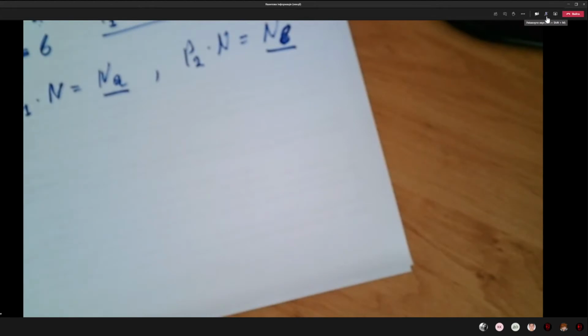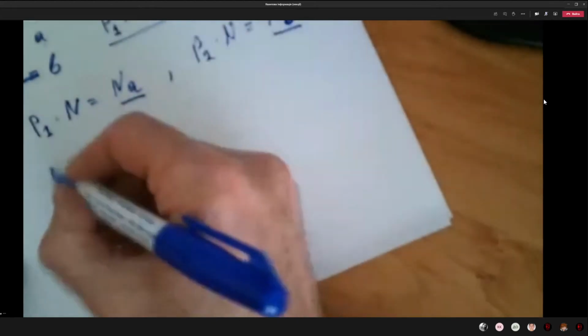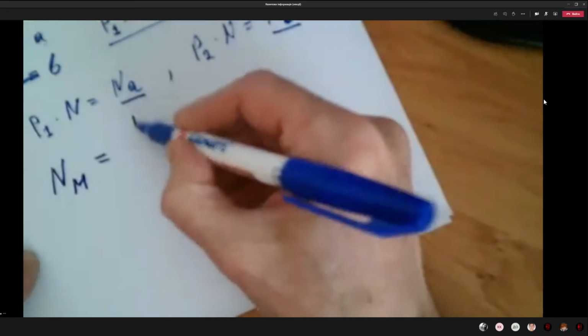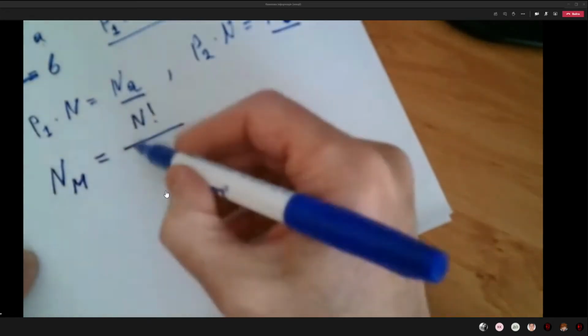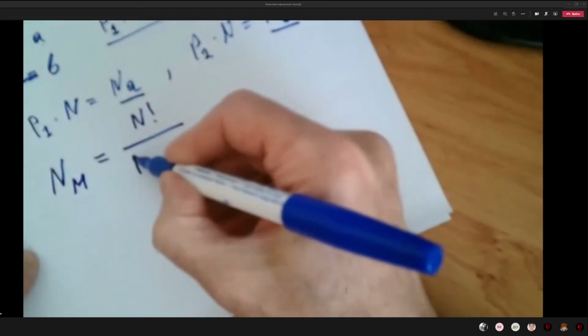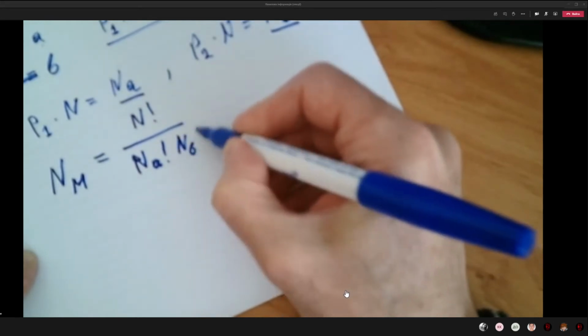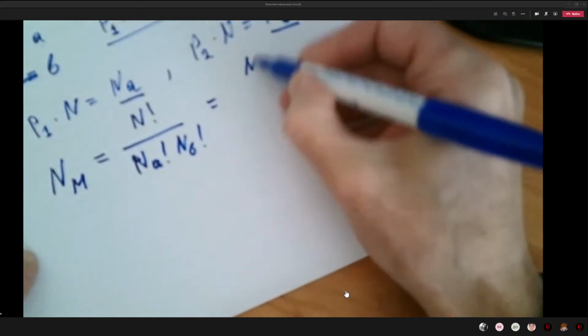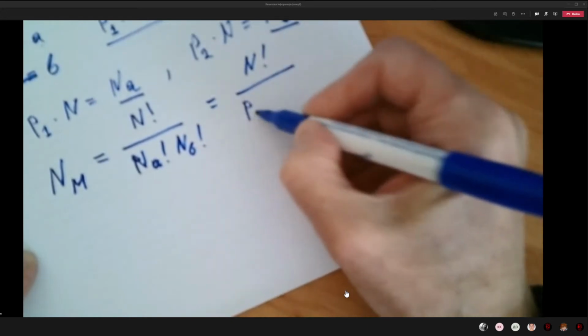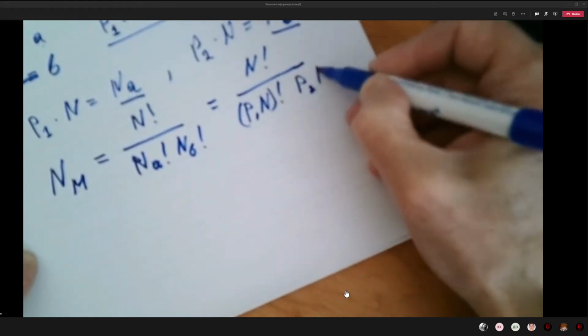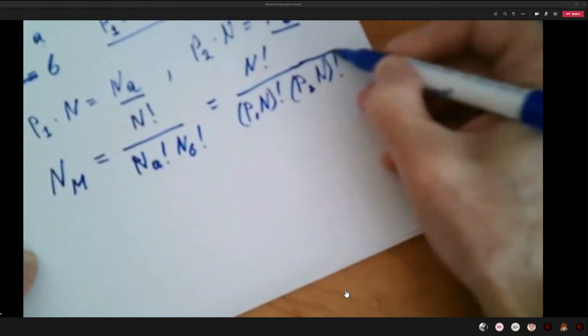So we can easily calculate. Let me write this formula. The number of different messages will be n factorial divided by (p1 n)! (p2 n)!, that is, n factorial divided by p1 n factorial times p2 n factorial.